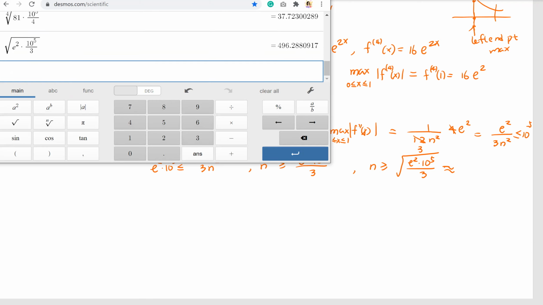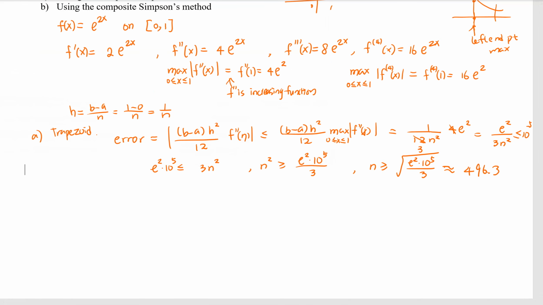That is 496.3. So the minimum n is 497. Even though it's 0.3, we need to round up because we're looking for a number that is greater than or equal to 496.3. Okay, so that is the trapezoid method. By the way, for all of these examples, I hope you can try it first and then continue to play the video to check your work.